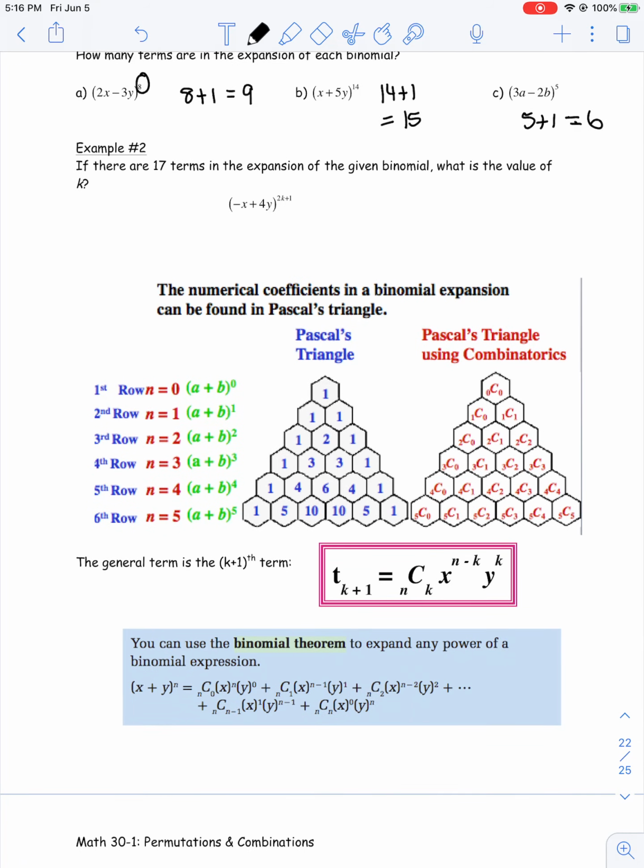In this one, they're saying that there are 17 terms in the expansion. So we know that if we have n plus 1, so 2k plus 1, if we add another 1, that's going to give us 17. So there's 17 terms in this expansion. So what we're trying to do is solve for k. So what is the value of k? So 2k plus 2 equals 17. Then we're going to subtract 2 on both sides, which gives us 2k equals 15. And then we're going to divide both numbers by 2, which means that k equals 7.5.